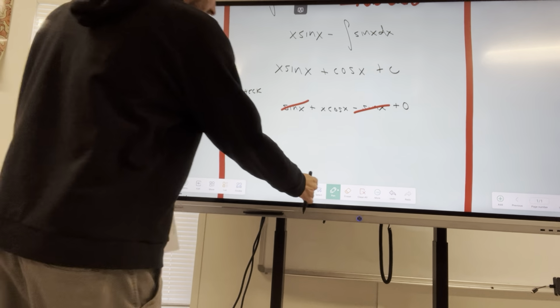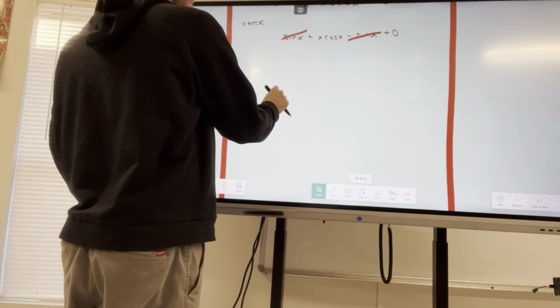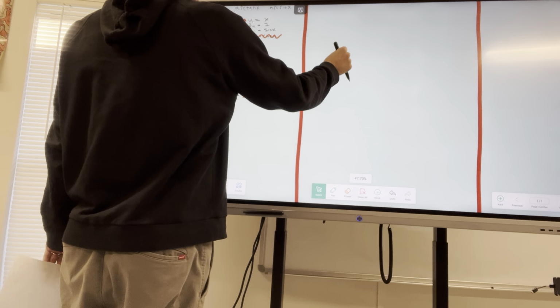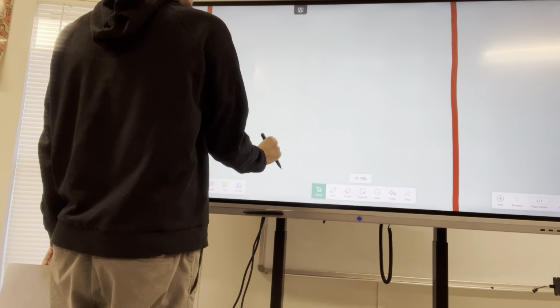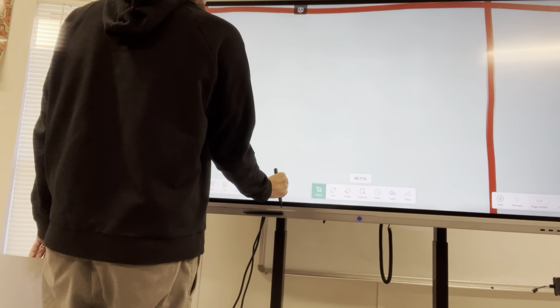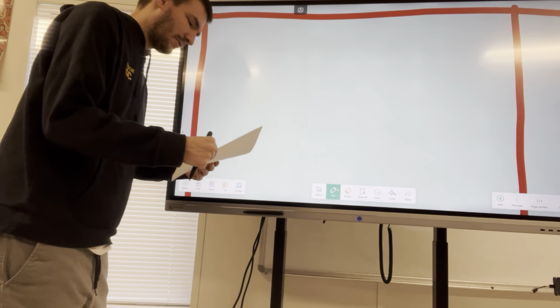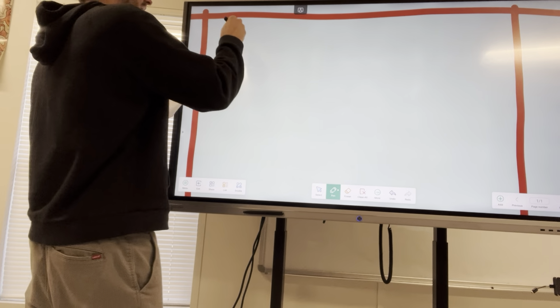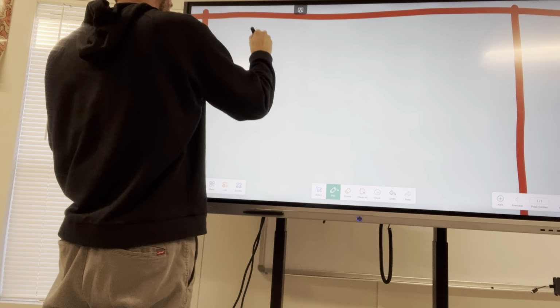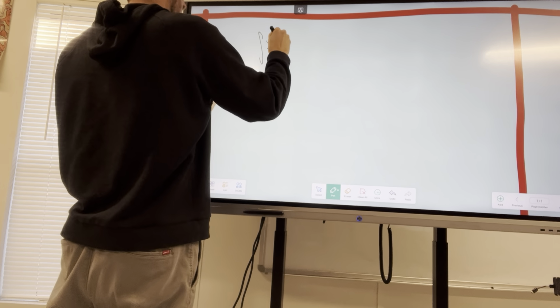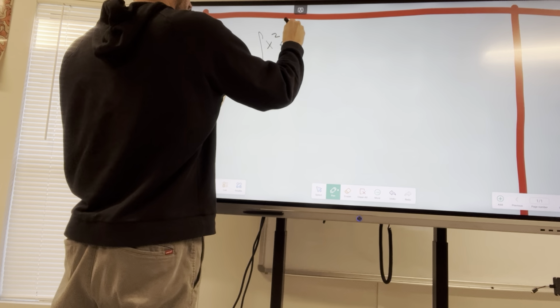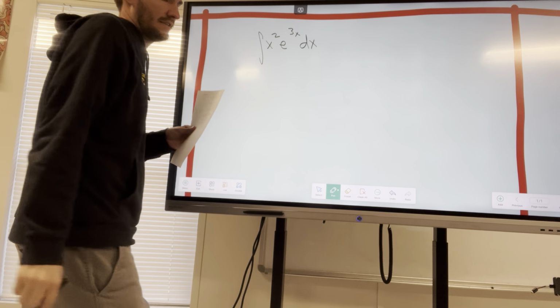Okay, let's do a long one together, and then we'll revisit those at the front, and I'll use those shorter, easier ones as practice for you to do. So let's look at this one. The integral of x squared e to the 3x dx.